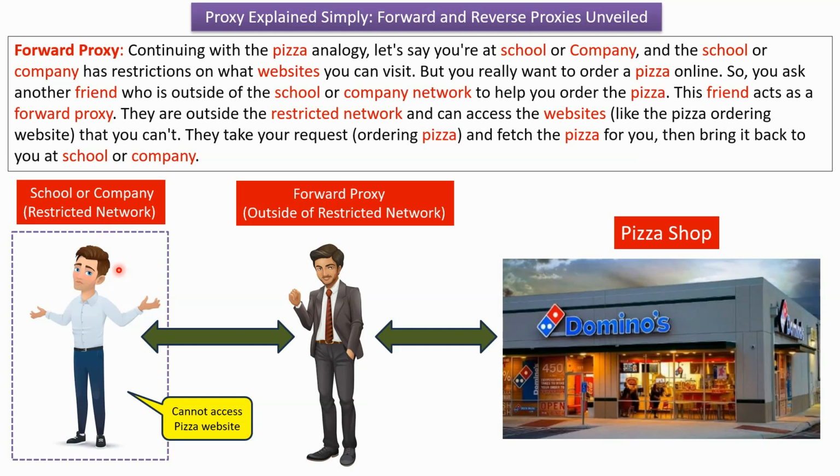So what you will do is ask your friend who is outside of the school or company and outside of the restricted network, and this friend can help to order the pizza online because he is outside of the restricted network. In this scenario, your friend acts as a forward proxy, and he can get the request from you, order the pizza online, take the pizza and bring it to you in the school or company.